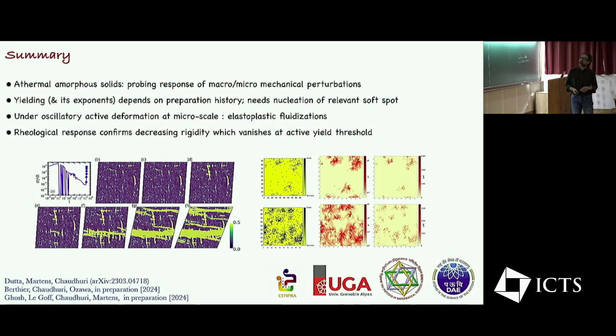So to conclude, we are probing the macro and micro yielding properties of these athermal amorphous solids. We show that yielding depends on the preparation history. It needs circulation of relevant soft spots. And then we have been looking at this microscale oscillatory active deformation, and we are trying to characterize the elastoplastic fluidization and also the rheological behavior of the system. So thank you for your attention.